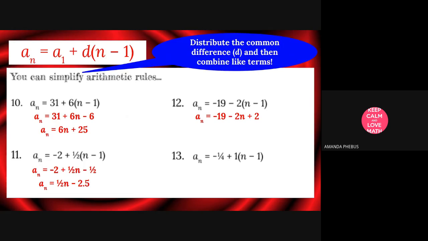All right, number 12, we're going to distribute the negative 2 first, and then we're going to combine the negative 19 and the positive 2. Negative 19 plus 2 is negative 17, so we've got negative 2n minus 17. And then number 13, we're going to distribute the 1, which technically we don't need to. And then we'll combine negative 1 and negative 1/4 and get n minus 1.25, or 1 1/4, or 5/4.